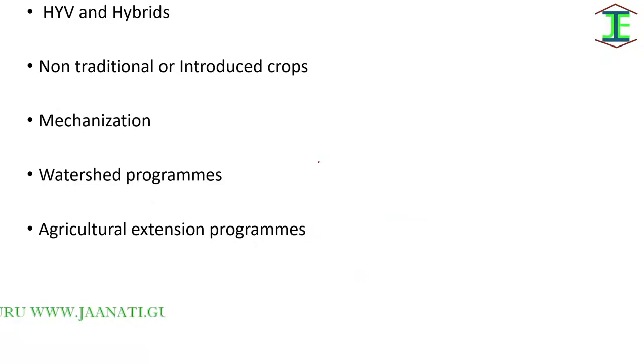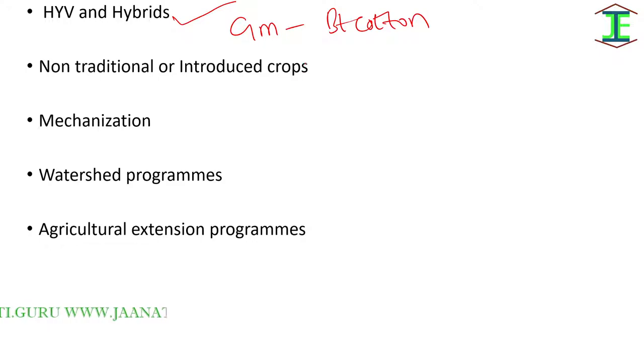Next, these are some factors responsible for the development of agriculture. First is high yielding varieties or hybrids. Now we have so many high yielding varieties in so many crops, and we have some genetically modified plants also, like BT cotton. Next, non-traditional or introduced crops.